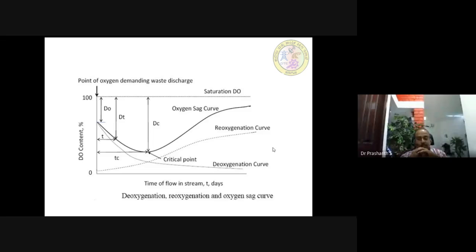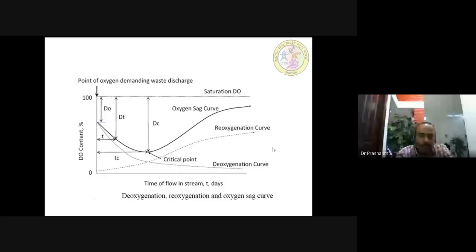Why do they call it a sag curve? Initially the oxygen, DO, is high, and the degradation starts. The dissolved oxygen level comes down. At a particular point, it's the maximum depletion, the lowest oxygen level. Then the river has got the ability, as we said, so the oxygen level in the river is coming up, and it has taken this shape. So this is called the oxygen sag curve.